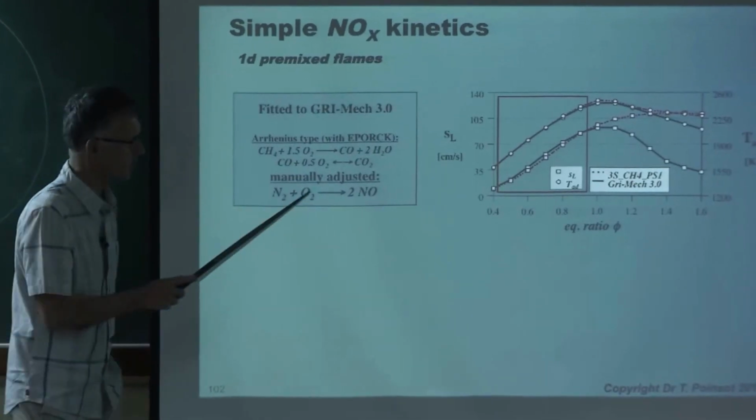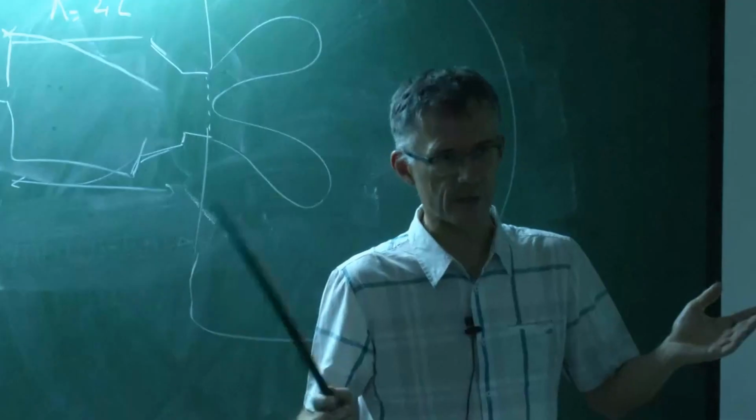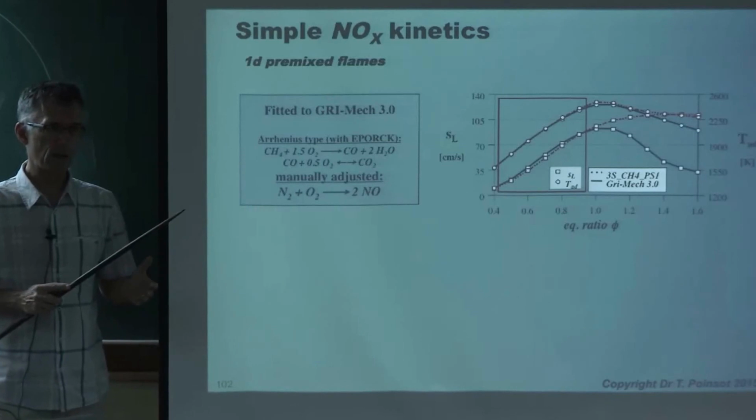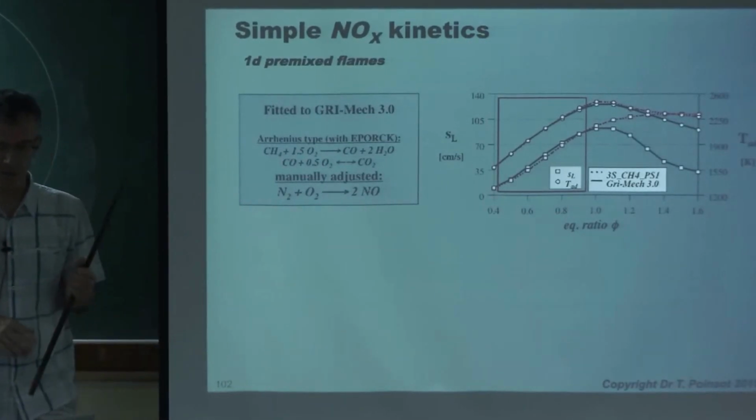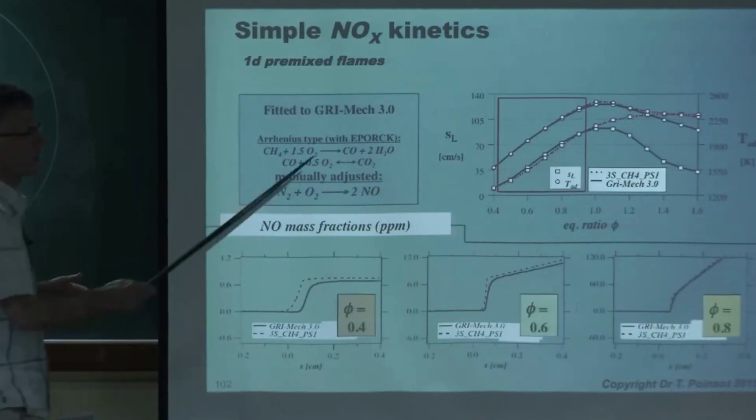We just said NOx is produced by N2 plus O2 gives 2NO. It's difficult to do less than that, okay? So now we have a 3-step scheme for chemistry. That's sufficient to get the right flame speed and the right NOx emissions if you don't change too much the properties of the inlet gases.